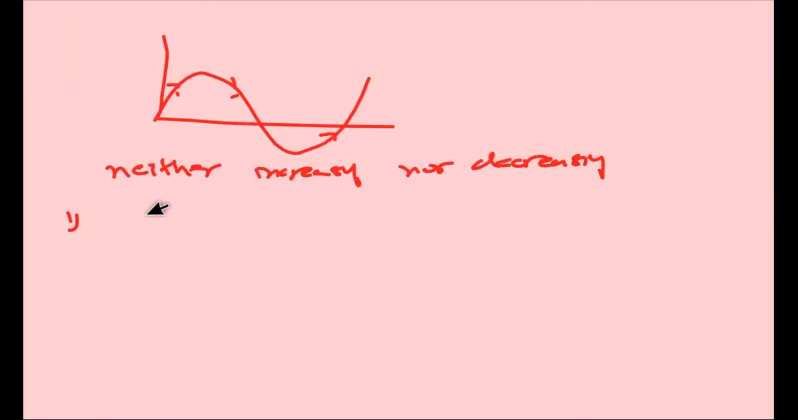Condition number 1: x1 less than x2 in interval I, then f(x1) less than or equal to f(x2). What does this tell us? This tells us it is an increasing function.